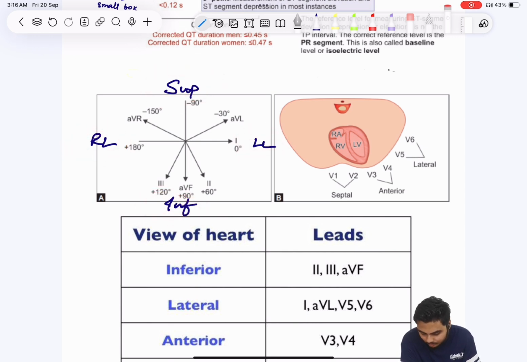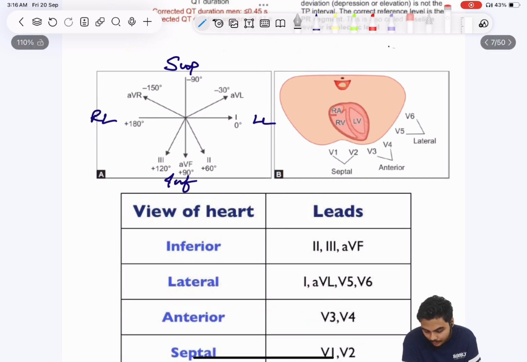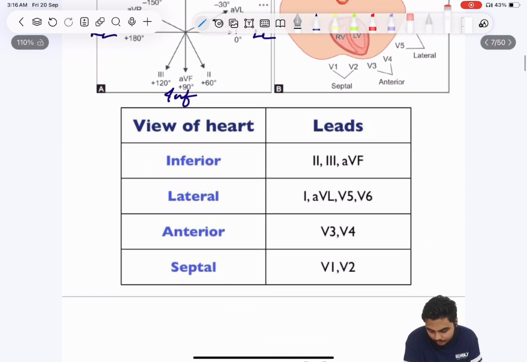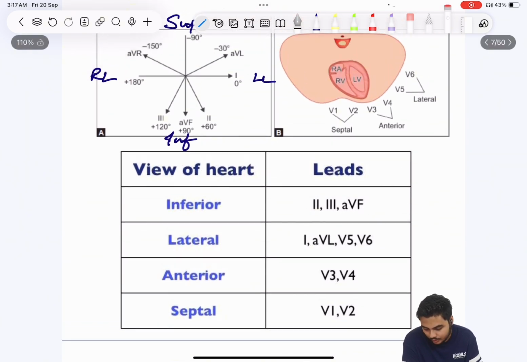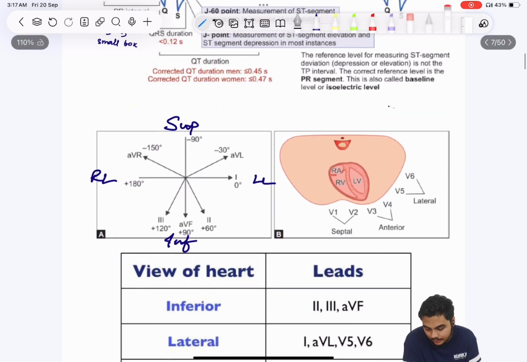Also, in this diagram, you can see this is superior, this is inferior, this is left lateral, and this is right lateral. So you can see here on the inferior side, we have 2, 3, and AVF. For the left lateral side, we have 1 and AVL. For the right side of the heart, we have AVR, and you can see here for the septal part of the heart, we have V1 and V2, and for the anterior part, we have V3 and V4.